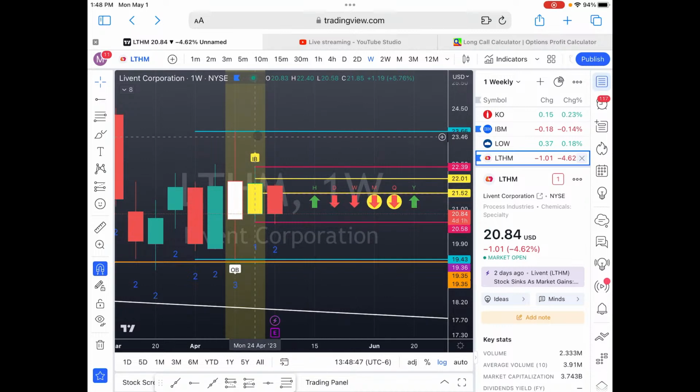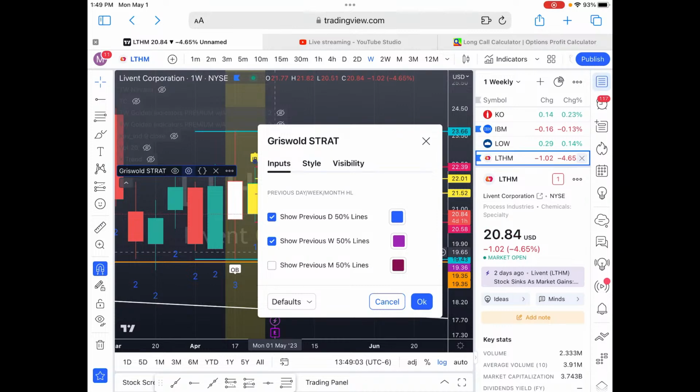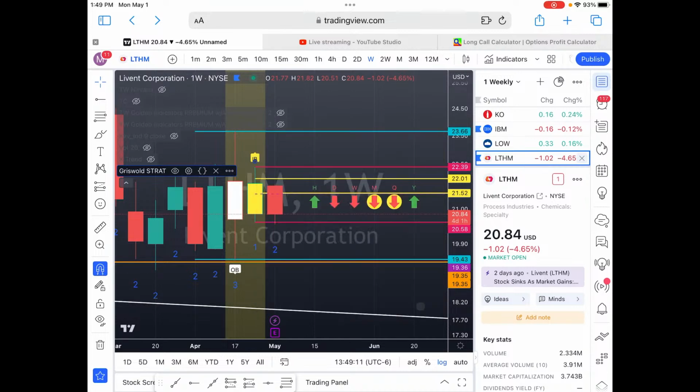It paints them for you guys that way. It gives you these yellow highlights for the 3-1 setups, and it gives you a blue highlight for the double inside bar setups. I'm not going to show you that, but it has it on there. It also gives you those 50% rules that we talked about. So when I go into the settings of that indicator, it gives you the 50% rule on the daily, the weekly, and the monthly, and we can take those on and off as we choose.